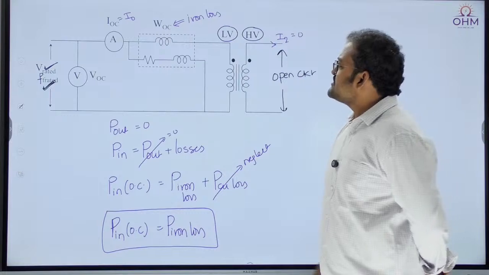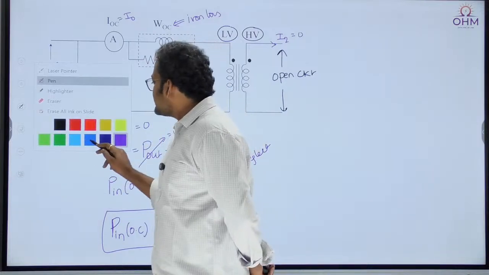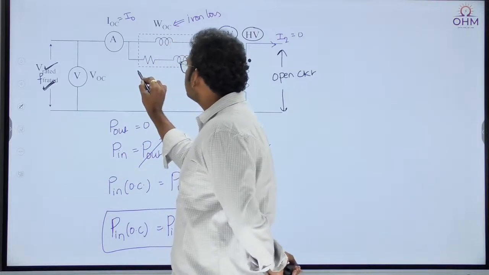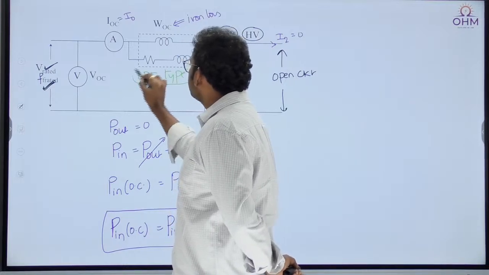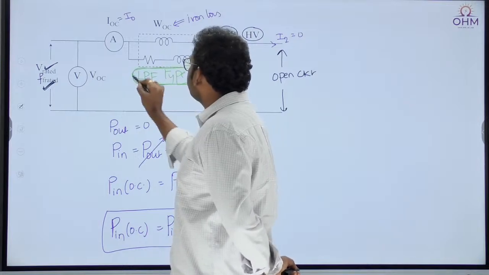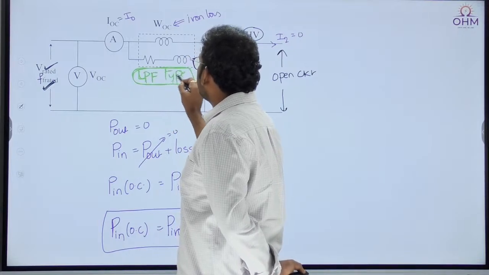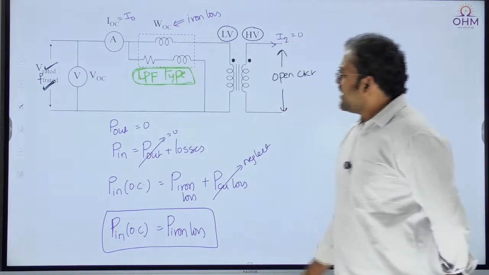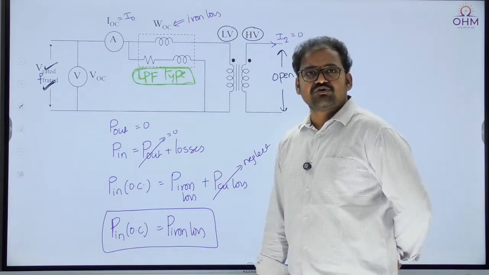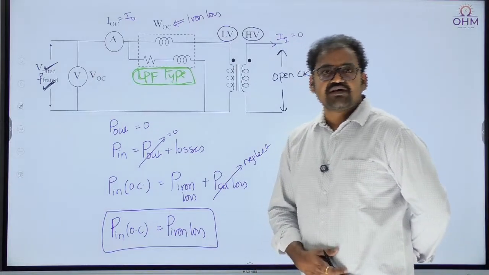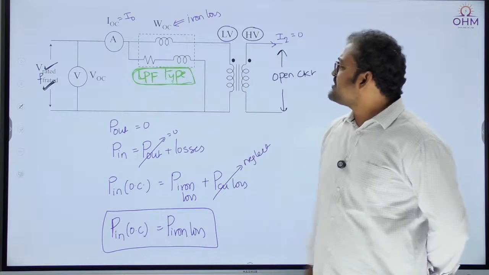Also, important observation is whatever wattmeter we are using in open circuit test, that is LPF type wattmeter. We are using, I think it is not visible, LPF type wattmeter. Why? Because we know the no load power factor of a transformer is very poor. What is the range of no load power factor? 0.2 to 0.3. I think I told you earlier. So as it is a poor power factor, we have to use LPF type wattmeter. In some textbooks, LPF type wattmeter is also written as ZPF type wattmeter. Anything is same. Okay. So this is open circuit test.